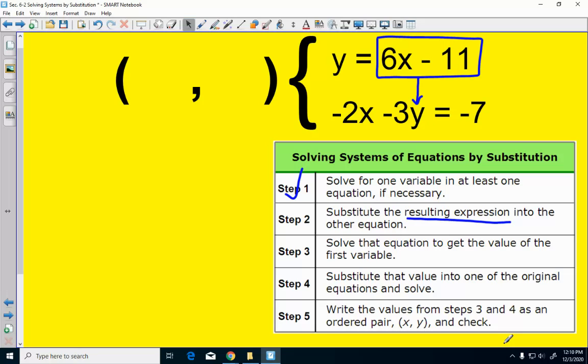So I need to write a new equation that has both of them together. And it should say negative 2x minus 3. But I am not writing y. I'm writing 6x minus 11 equals negative 7. Okay. So you should only have x's in your problem at this point.